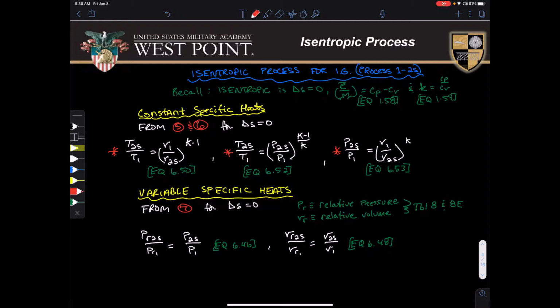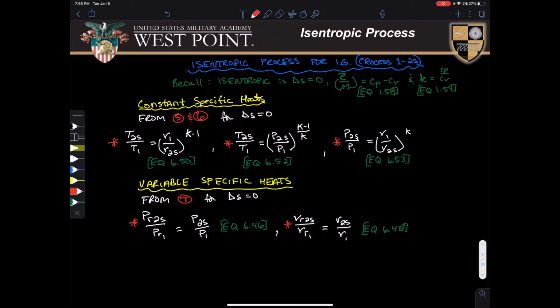And remember, these two relations are only for variable specific heats of an ideal gas, and you're going to find your relative pressure or relative volume in table 8 or 8 echo. If you'd like to look up the exact definition of our relative pressure, you could find that on page 6-15. It's equation 6.45 in your text. And the relative volume you can find on page 6-16, and it's equation 6.47 in your text. We will go and look at our tables next so we can all be on the same page and understand where we're getting these values from.